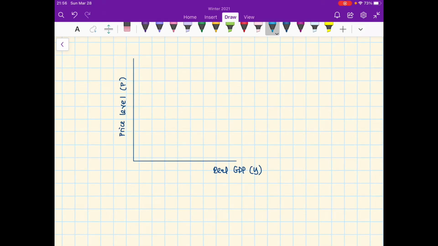So, like any other market model, we'll be dealing with demand and supply. In the AD-AS model, this is the aggregate demand and aggregate supply. This is our aggregate demand curve. Aggregate demand represents the total demand for all final goods and services produced domestically within a given year. As you can see, it's downward sloping, meaning that as the price level decreases, real GDP increases, and vice versa.